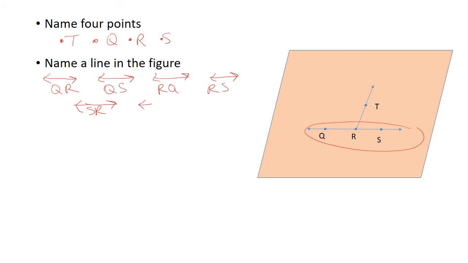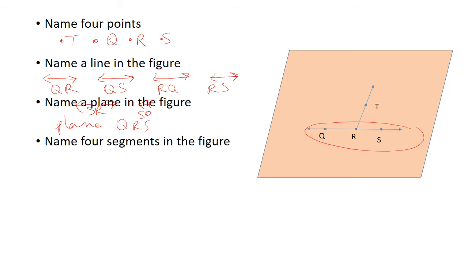Or you could call it SQ. So there's lots of ways you could write the line in the figure and name it. Name the plane. We would just say plane. QRS would be one way you could name it. You could name it plane RST. You could name it plane QST. Doesn't matter which 3 points. You're just using 3 points to identify that it is a plane.